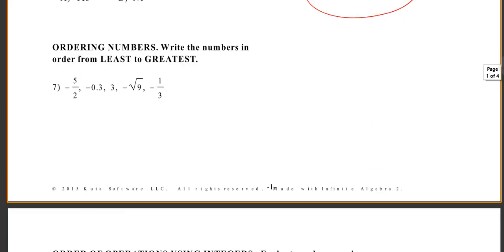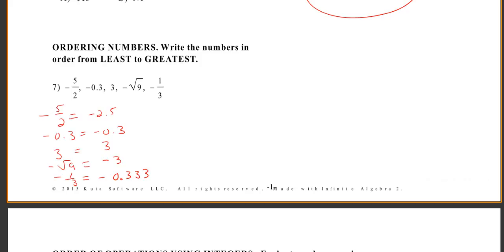Okay, so the next one says order numbers. What you need to do to order numbers is change them to all one type, either a fraction or a decimal, a percent, it doesn't really matter. The easiest way is just to change them all to a decimal. Then when I put them in order, I have to change them back to the original number. So I'm going to stop the video here for a second and find the decimal equivalent of all these numbers, and then we can order them.